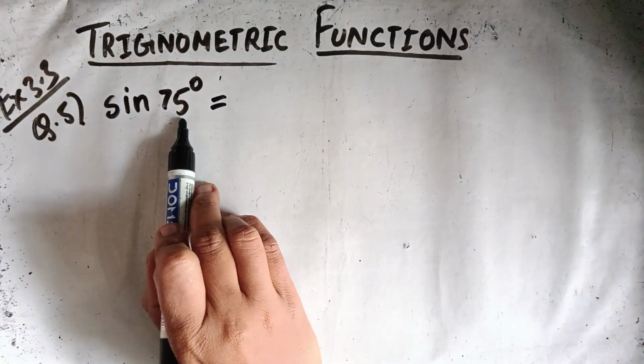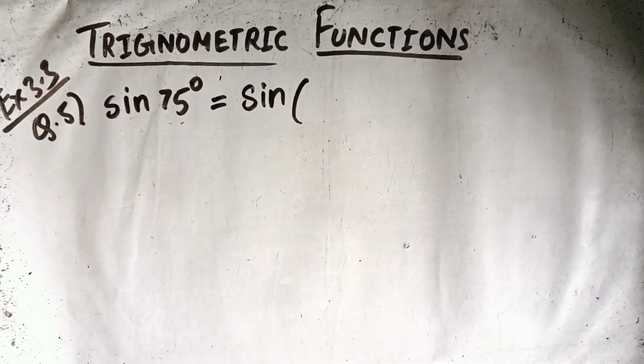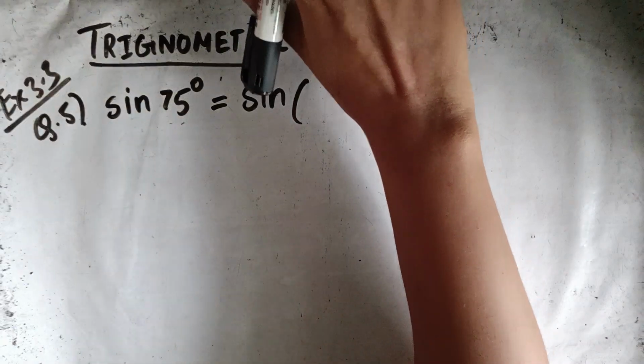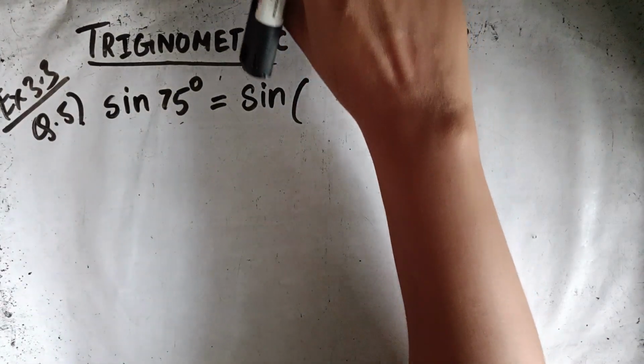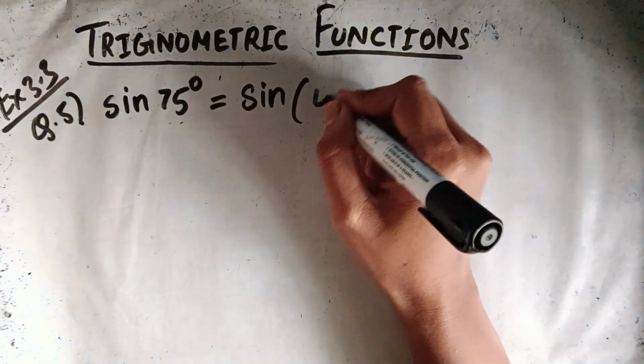So you have to split this 75 so that you can make use of the formula sine A plus B, and you have to split this number in such a way that it becomes those angles of which we know the values. So 75 you can split into 45 and 30.